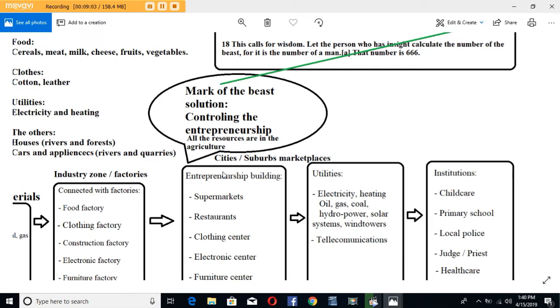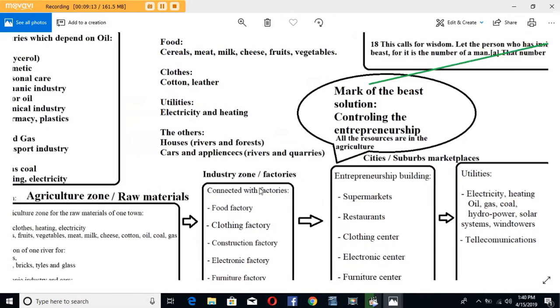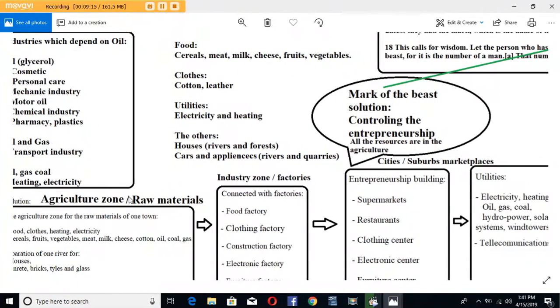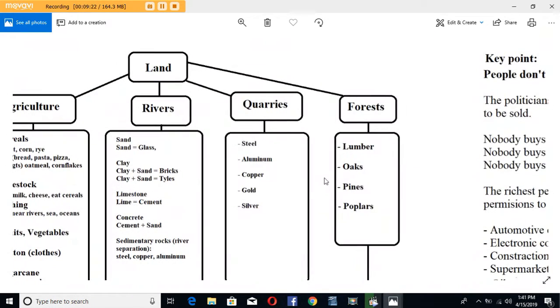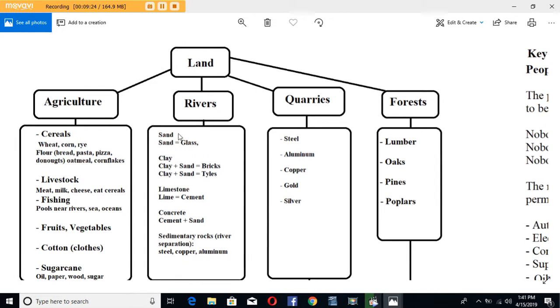People buy products from the entrepreneurship or marketplaces. The entrepreneurship is connected with the industry zone and factories. The factories rely on the raw materials from the land such as rivers, quarries, forests and agriculture. The raw materials are cereals, cotton, concrete, oil, gas, coal, steel, copper, aluminum and lumber.